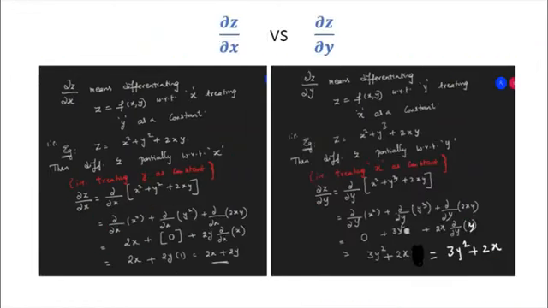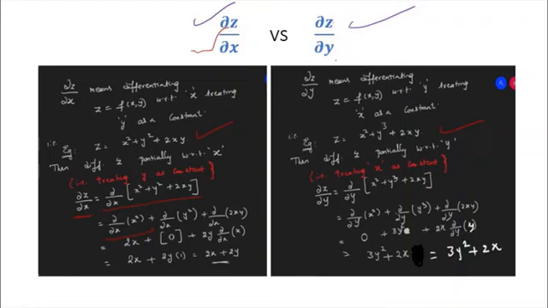Now let us quickly look at the previous problem together, that is dou z by dou x versus dou z by dou y. So here z is equal to the function taken as x square plus y square plus 2xy. The second one I have taken z as x square plus y cube plus 2xy. When I am differentiating dou z by dou x, I am differentiating with respect to x, treating y as constant, whereas when you are differentiating z with respect to y, treat x as a constant. That point you always have to remember. So dou z by dou x is equal to dou by dou x of x square plus dou by dou x of y square plus dou by dou x of 2xy.